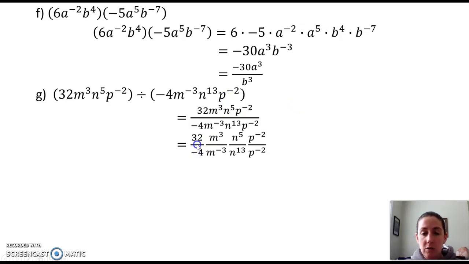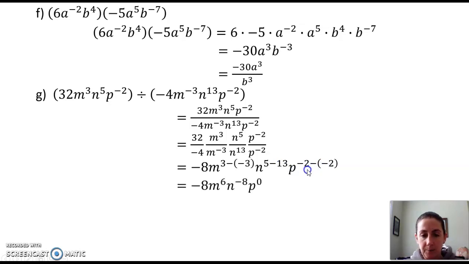Now we can do 32 divided by negative 4, no problem. Like bases being divided, subtract their exponents, numerator minus denominator, here, here, and here. So when we do that, we get negative 8, m to the 3 minus negative 3, n to the 5 minus 13, p to the negative 2 minus negative 2. 3 minus negative 3, subtracting a negative becomes adding. This gives me 6. 5 minus 13 gives me negative 8. Negative 2 minus a negative becomes adding a positive, and negative 2 plus 2 becomes 0.